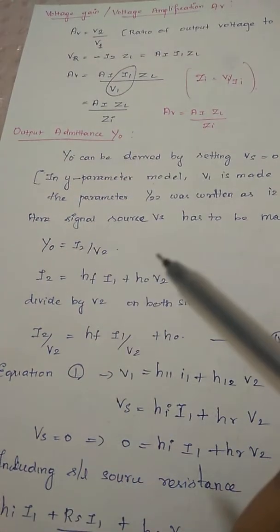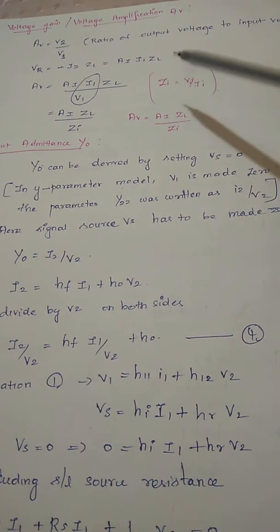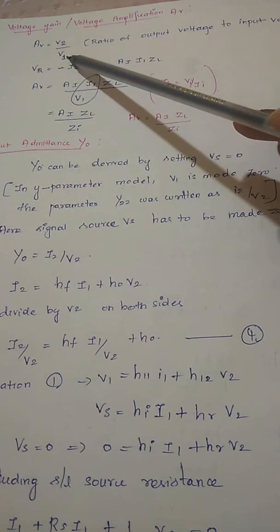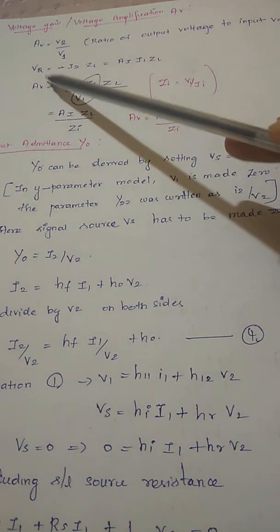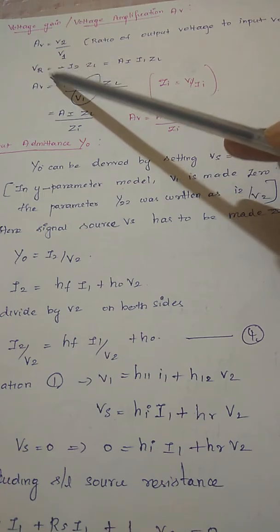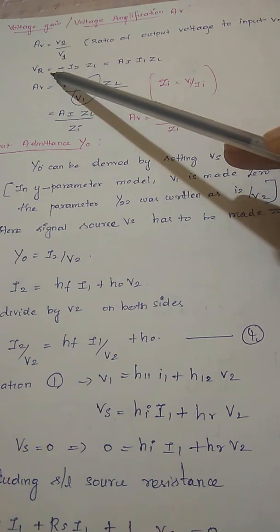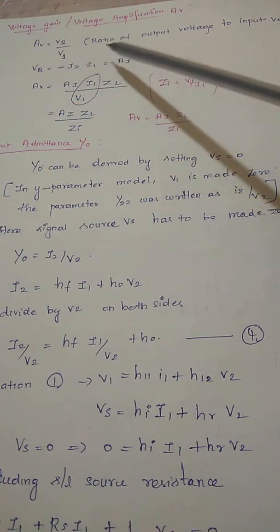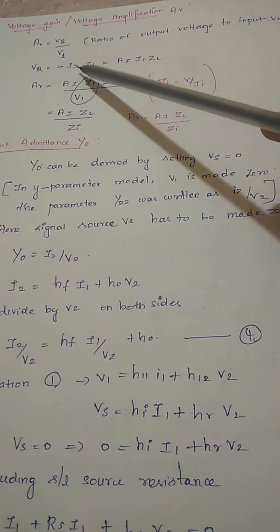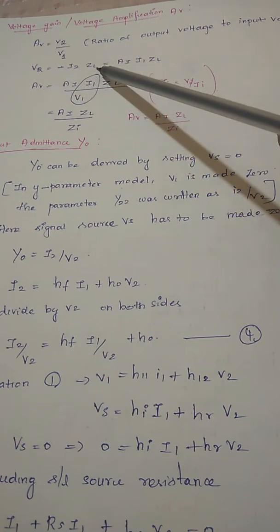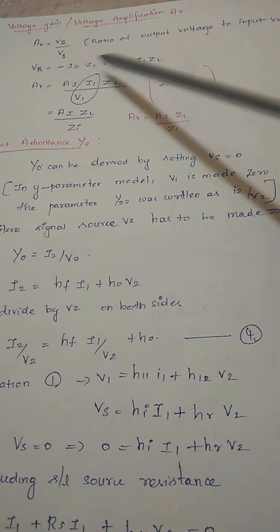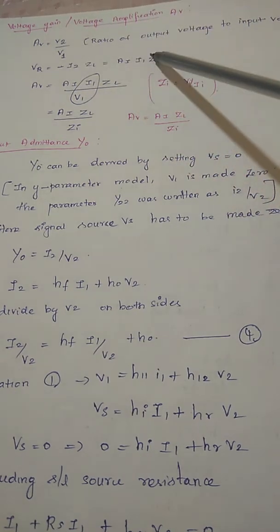Okay, so next is your voltage gain. Voltage gain is AV equals V2 by V1, output voltage by input voltage. Output voltage I already know: IL ZL is the value of the output voltage. Instead of IL, I have written -I2, so -I2 ZL. This can in turn be written as, instead of I2, AI into I1 ZL.